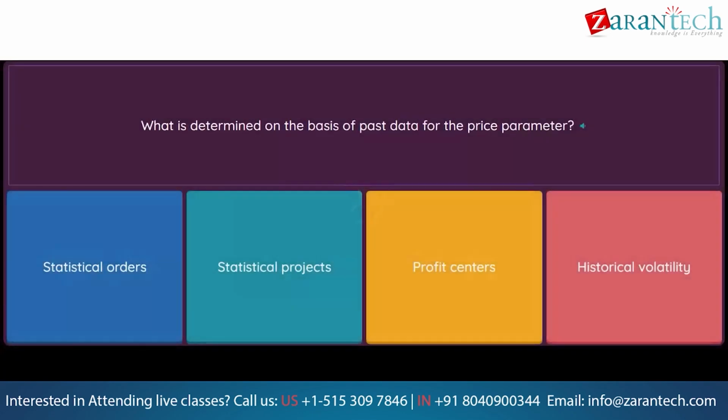Question, what is determined on the basis of past data for the price parameter? Option 1, Statistical orders. Option 2, Statistical projects. Option 3, Profit centers. Option 4, Historical volatility.